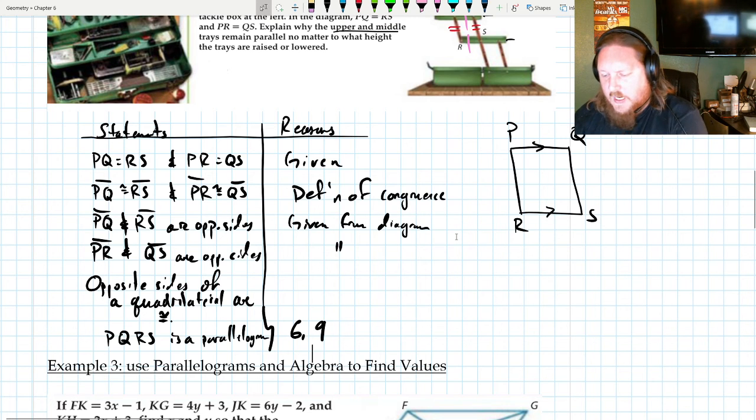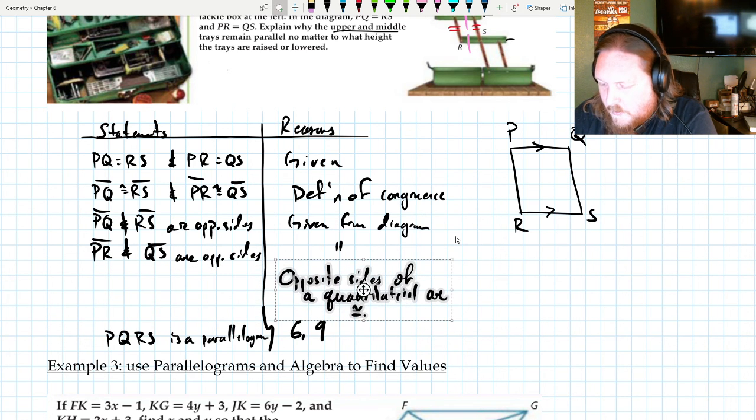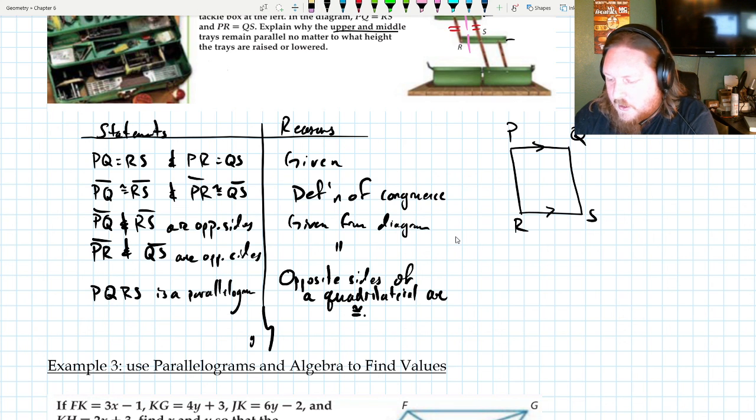One thing you could do to tighten this up a little bit: I have it written down in the reasons, but it's almost kind of a justification, right? I'm saying that those two things, opposite sides of a quadrilateral being congruent, is what property 6.9 says. So that must mean that's my justification for it being a parallelogram. I don't know how I didn't pick up my G there, but I didn't. And there's the end of my proof.